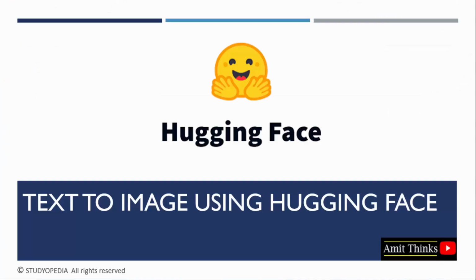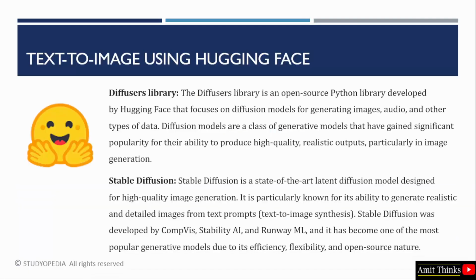In this lesson we will understand how we can perform text to image using Hugging Face. Let us understand with an example. So here we will use the Hugging Face diffusers library. This example will use the stable diffusion model also, which is one of the most popular text to image models available in the diffusers library.